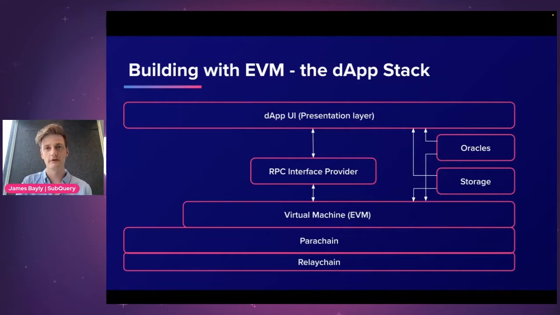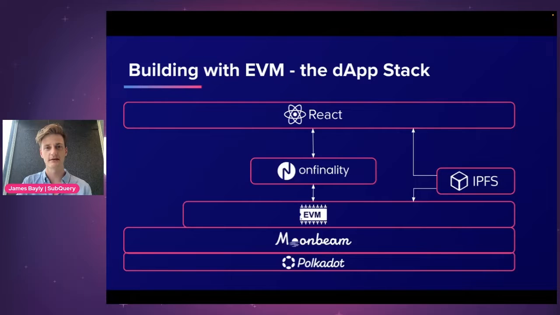And if we swap all these names in with common brand names in the Moonbeam ecosystem, you might build your front end on React. You might deal with IPFS. You might connect to Moonbeam through OnFinality RPC endpoints. And of course, Moonbeam is running Polkadot as a relay chain. Now, there's a problem here.